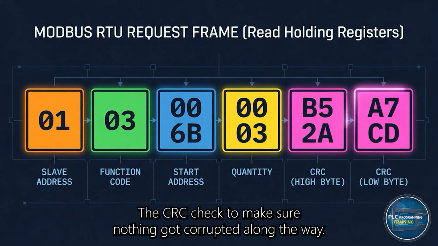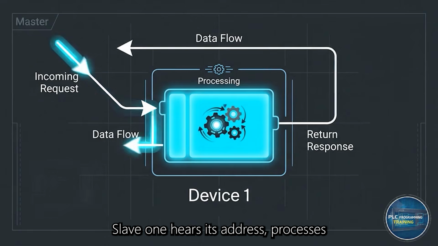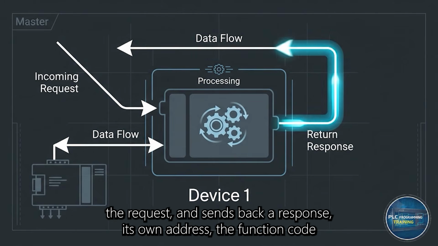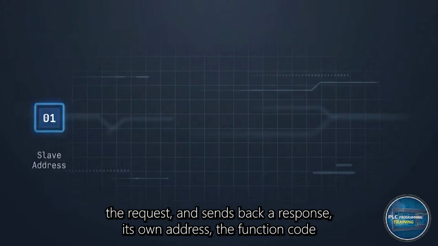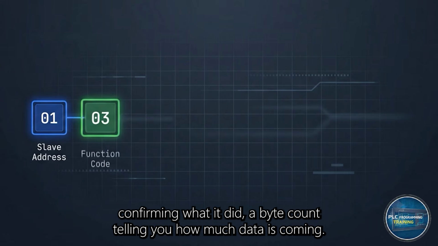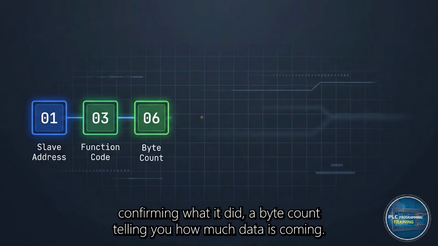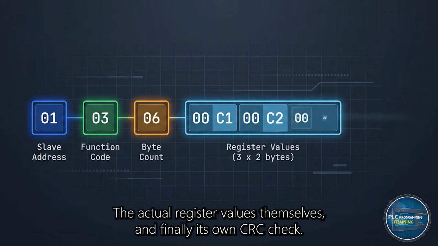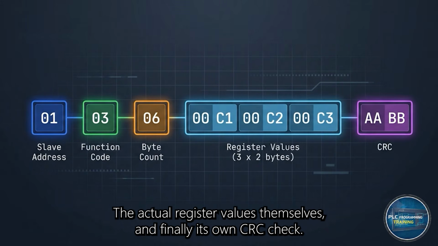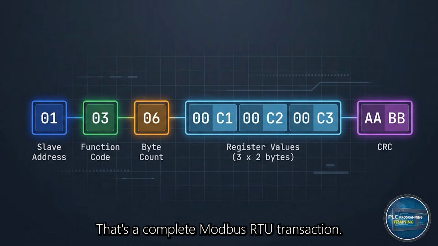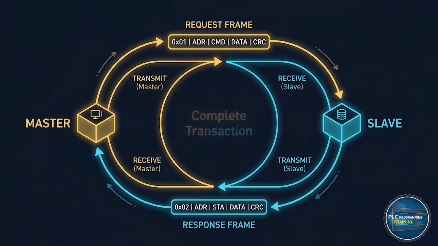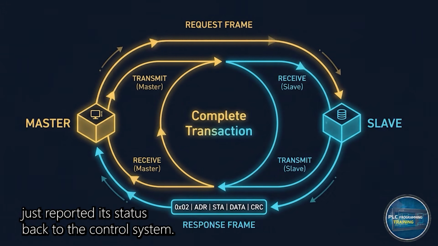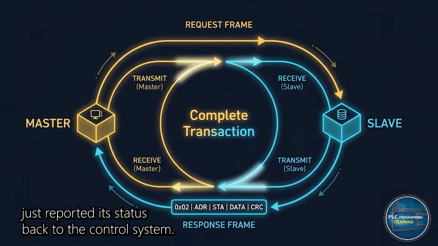To make sure nothing got corrupted along the way, slave 1 hears its address, processes the request, and sends back a response. Its own address, the function code confirming what it did, a byte count telling you how much data is coming, the actual register values themselves, and finally its own CRC check. That's it. That's a complete Modbus RTU transaction. A handful of bytes and an entire piece of industrial equipment just reported its status back to the control system.